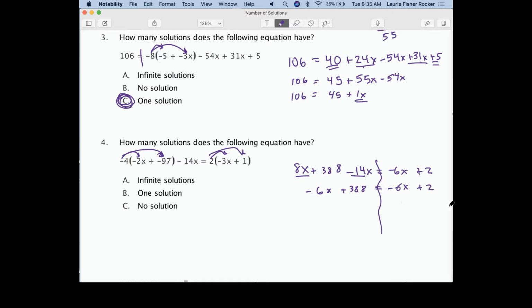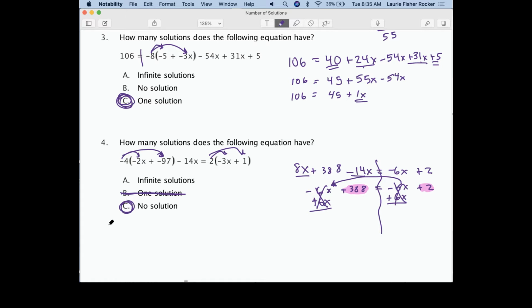I was worried about doing the math wrong on that 388, but I'm looking and seeing that once I do this step, I'm going to move this over here. So once I do that, plus 6x, that cancels. So I know it's not one solution because the x is canceled. And I look at what's left behind, and I've got 388 and 2, and those will never be the same, so we have no solution.